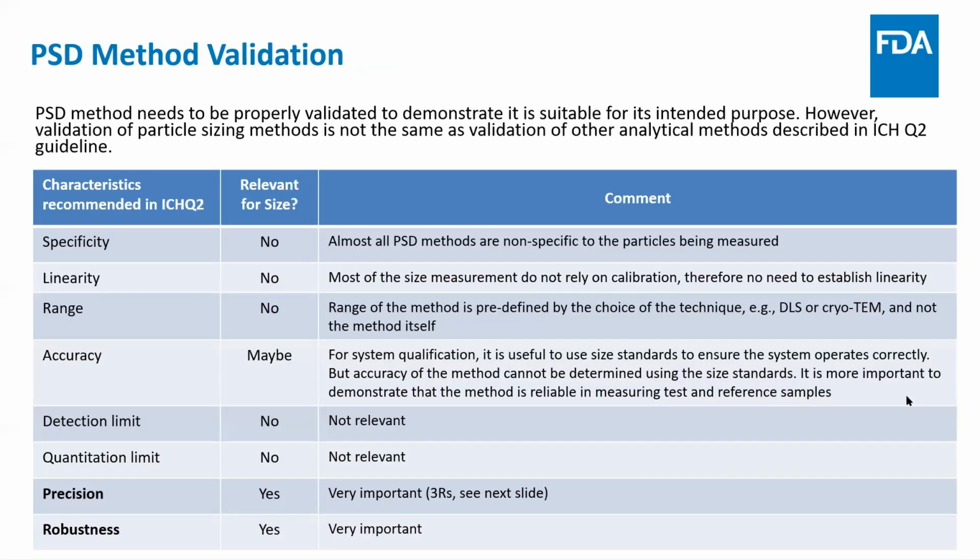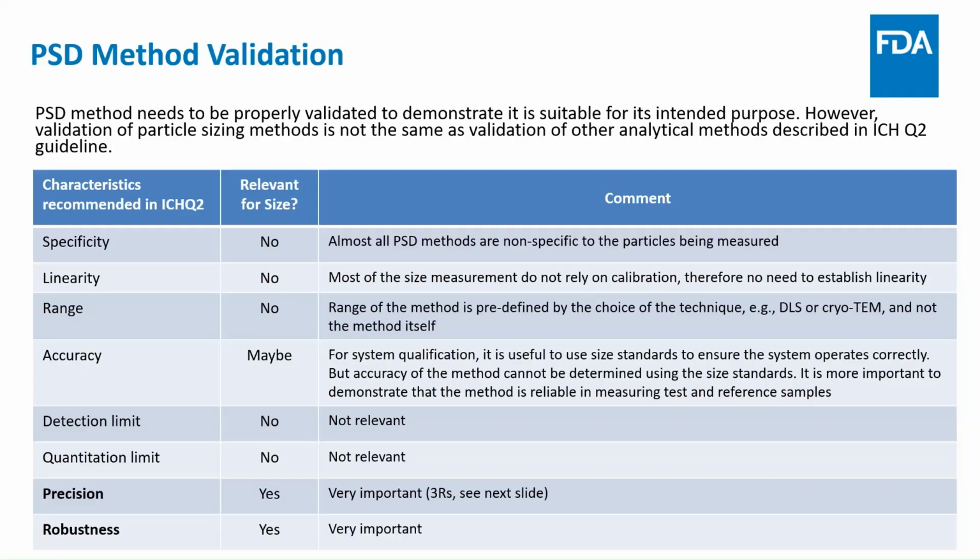So that gets into method validation. What exactly is useful to be validated for particle size measurement? I know at FDA we talk about validation many times. Whenever we look at a methodology, we consider appropriate validation that demonstrates it's suitable for its intended purpose. But the question is, what's suitable for its intended purpose for size measurement?